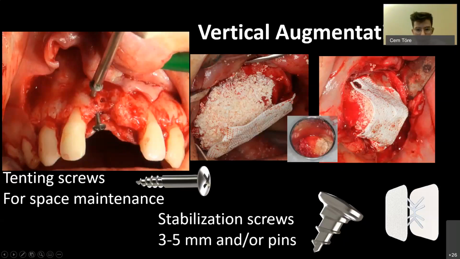Also, stabilization screws or pins to make sure we immobilize the graft sufficiently, and the autogenous bone that we will collect from the patient.